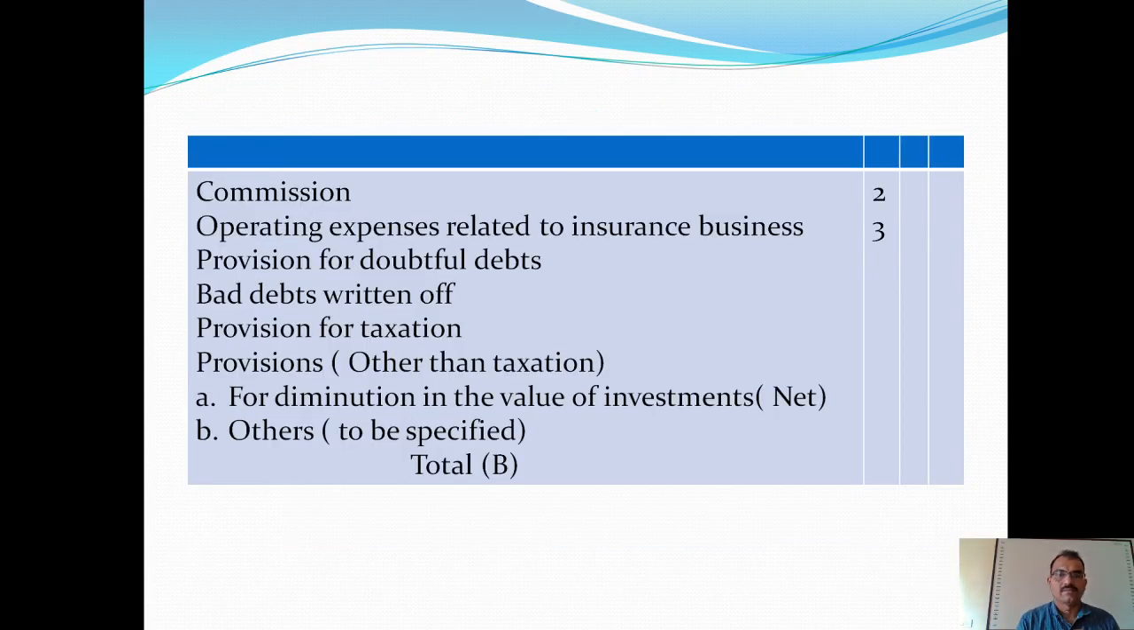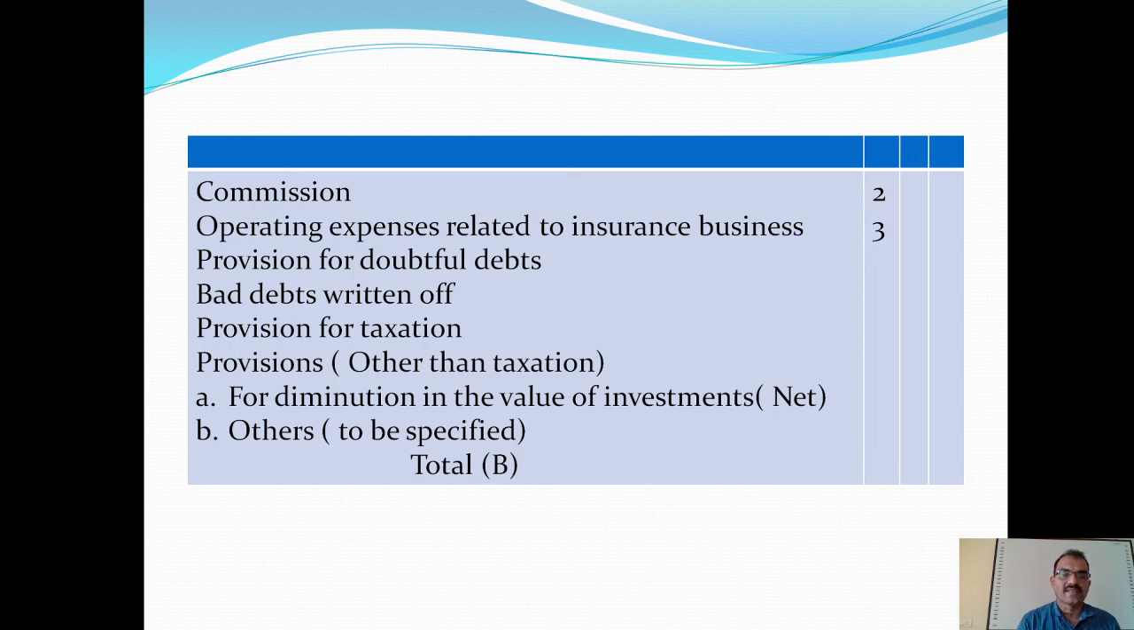Next portion is commission, as per second schedule. Next one, as per third schedule, operating expenses relating to insurance business, schedule number 3. Next, provision for doubtful debts. Next one, bad debts written off. Next, provision for taxation. The next item, provisions other than taxation provision. All other provisions are shown here.